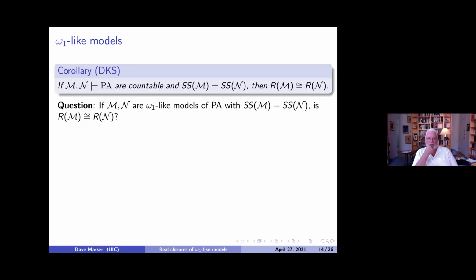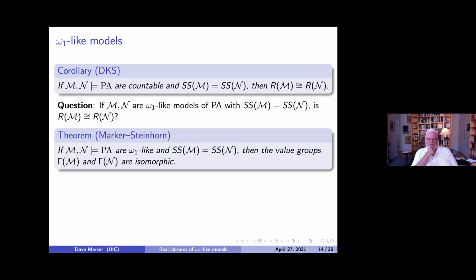So the question we came up with was, okay, we know that for countable models, knowing the Scott set determines the real closure up to isomorphism. Could this possibly be true in any kind of uncountable cases? And the place we thought most likely you would try and find this phenomenon, we look at ω1-like models. And the first result gave us some hope.